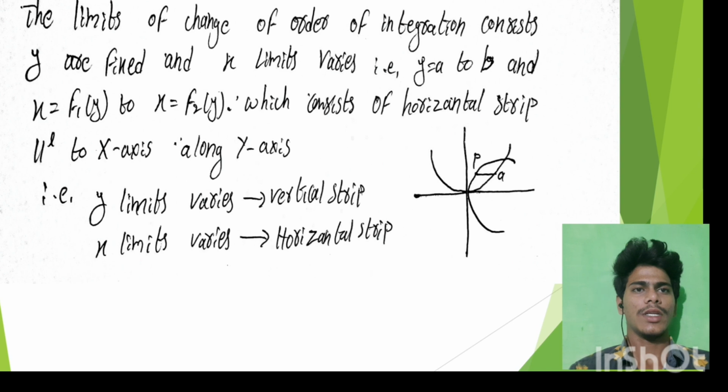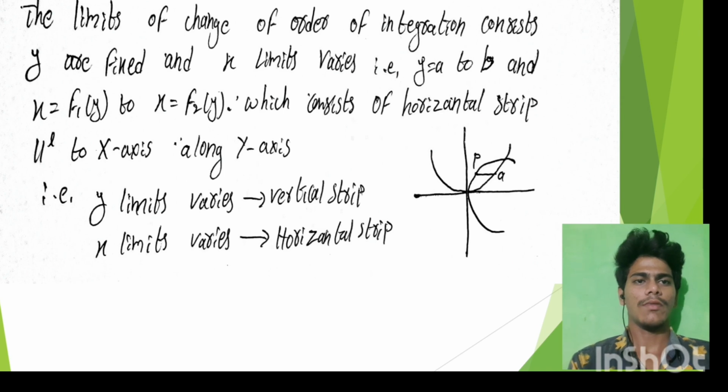For the changed order of integration, the y limits are fixed and the x limits vary, that is y equals c to y equals d and x equals f1 of y to x equals f2 of y, which consists of a horizontal strip parallel to the x-axis along the y-axis. That is, y limits vary for a vertical strip, and x limits vary for a horizontal strip.